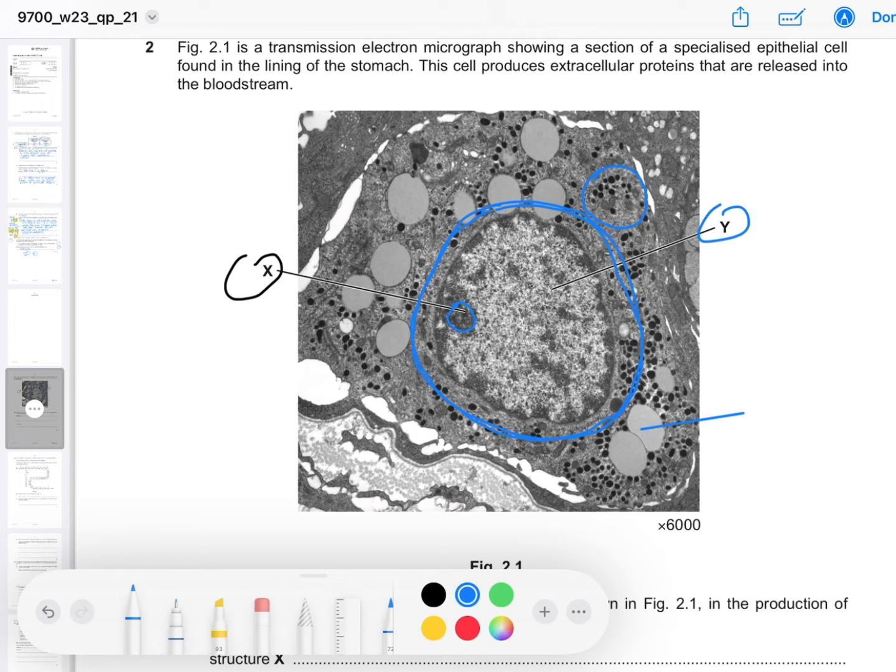So X seems to be a concentrated mass, so that would make it the nucleolus, which is the site of ribosome synthesis, and Y is a large amount of thread-like structure inside the nucleus. So it's going to be the chromatin. Chromatin essentially contains the genes that code for polypeptides.